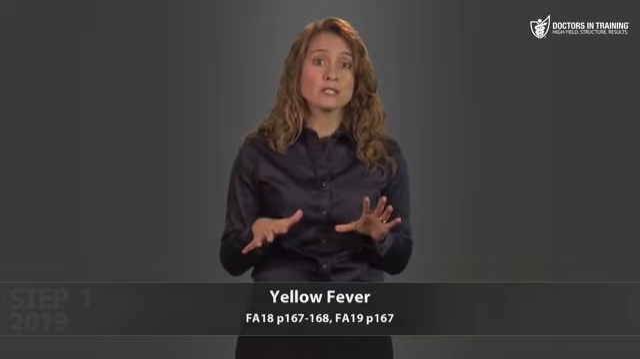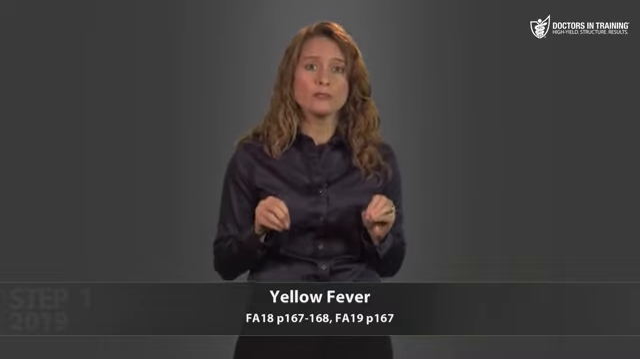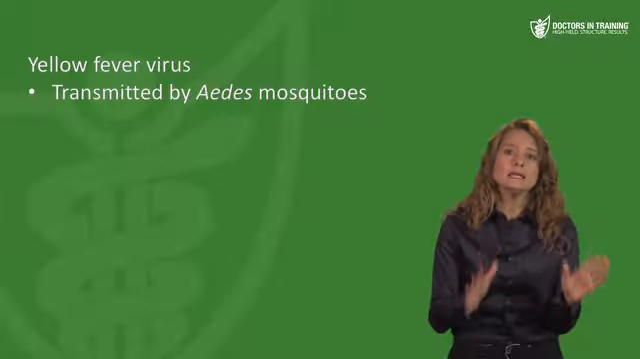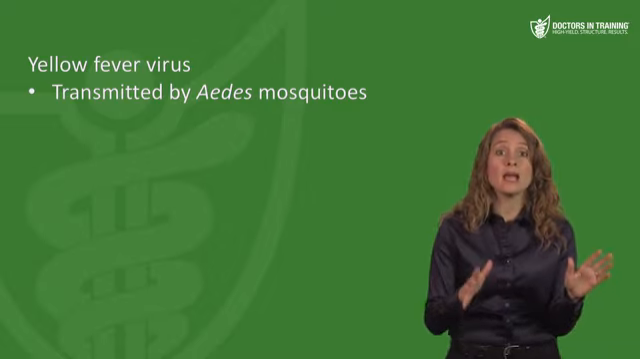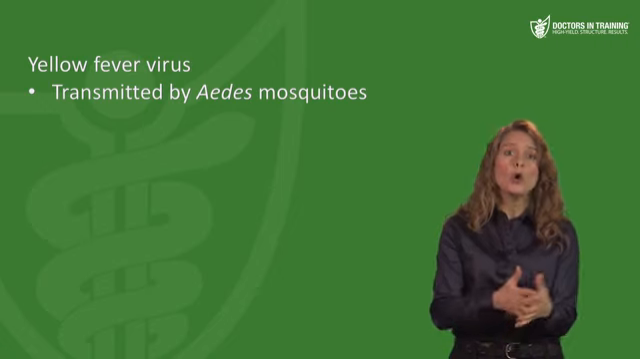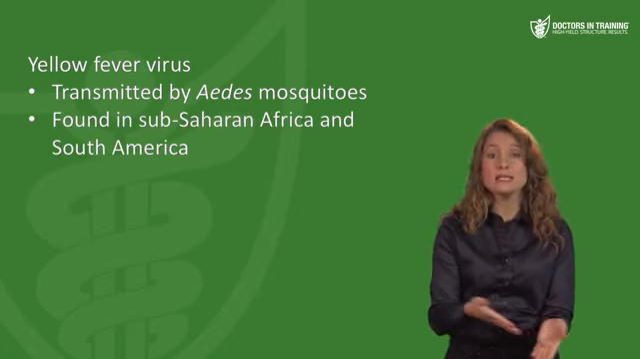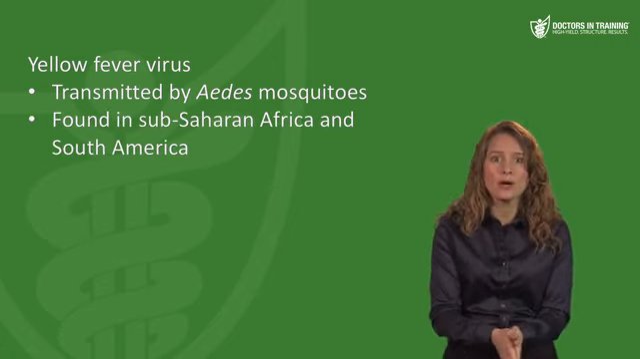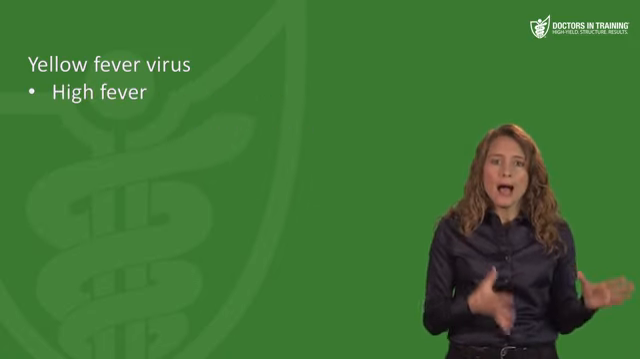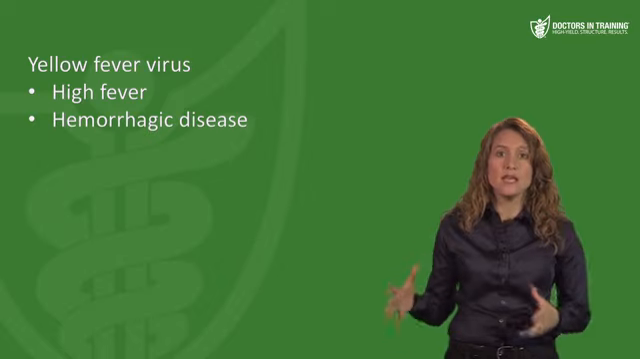Most of these flaviviruses that we're going to discuss are called arboviruses because they're arthropod-borne viruses, meaning that they're spread by mosquitoes or ticks. Yellow fever virus is transmitted by the Aedes mosquito, and both humans and monkeys are natural hosts. Where do we find yellow fever? Primarily in sub-Saharan Africa and South America. Clinically, what do we see with yellow fever? Remember, high fever, hemorrhagic disease, and jaundice.